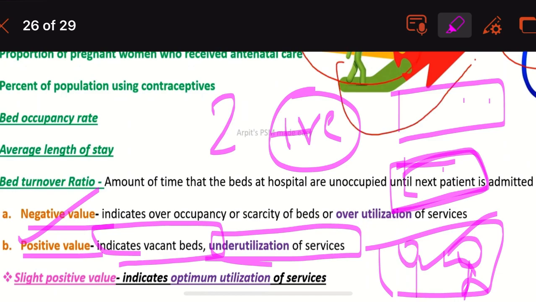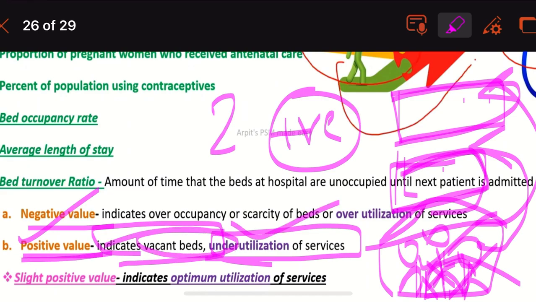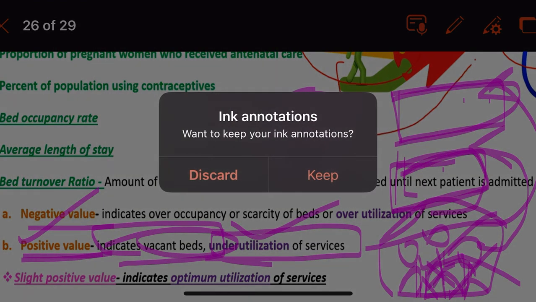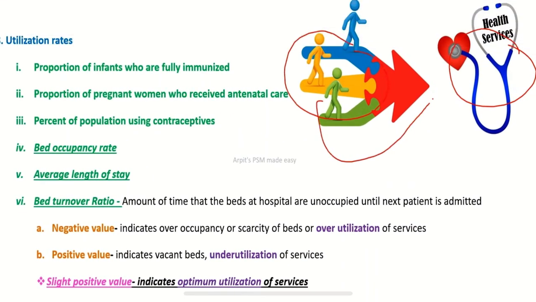In rural areas, people are struggling, dying there at homes. They are not aware, they cannot afford. There is underutilization of the health services. The beds are empty, yet the patients are dying at home. So it has a positive value which indicates the vacant bed, and also there is underutilization of services. When there is a slight positive value, it shows that there is optimum utilization of the services.